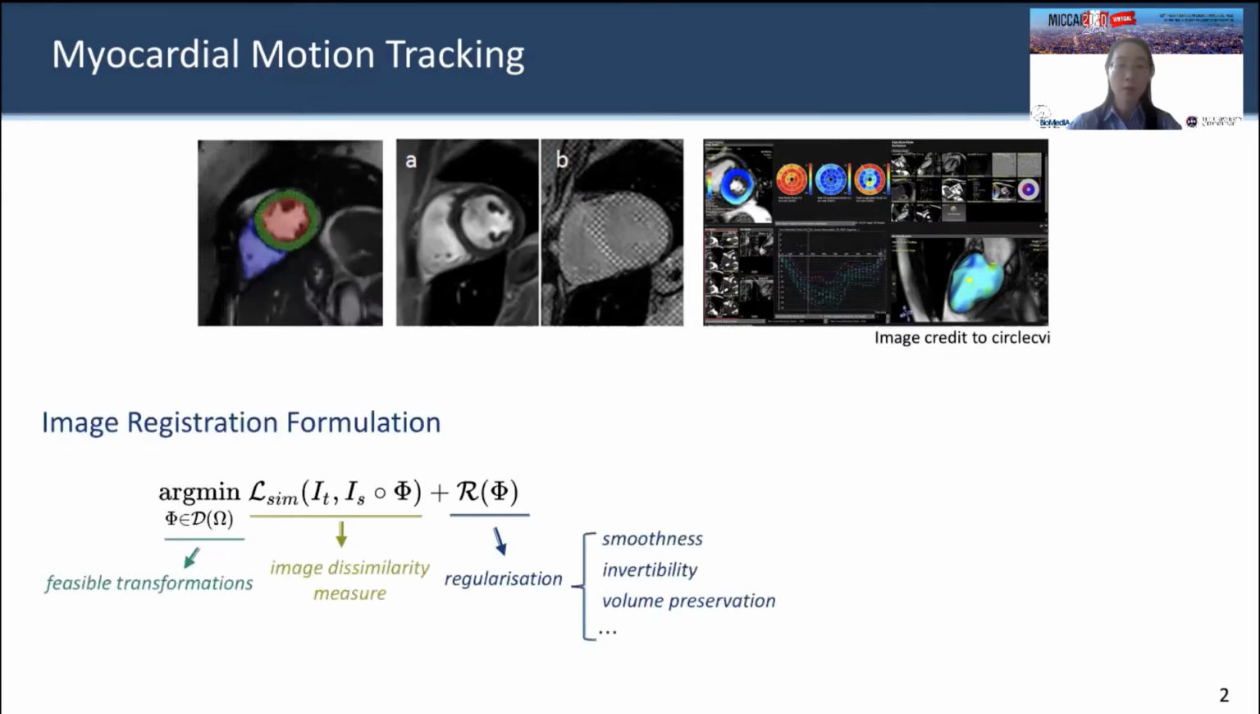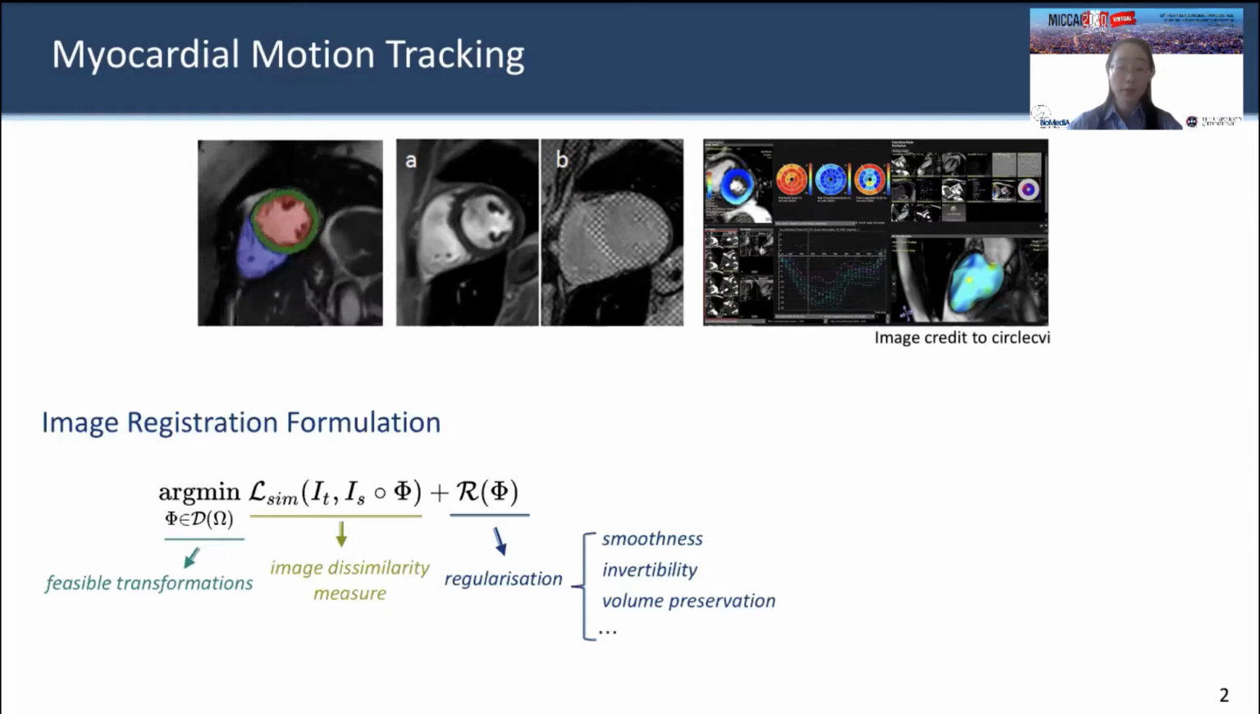Motion tracking can be commonly addressed by the image registration techniques. Image registration is an ill-posed inverse problem where there exist many possible solutions to register between images. To ensure the deformation to be unique and physiologically plausible, regularization techniques are often employed to convert the ill-posed problem to a well-posed one. Conventionally, regularization is imposed explicitly on the regularization term R, all the feasible transformations D, with some assumptions on the deformation such as the smoothness, invertibility, and volume preservation to achieve some desired properties.